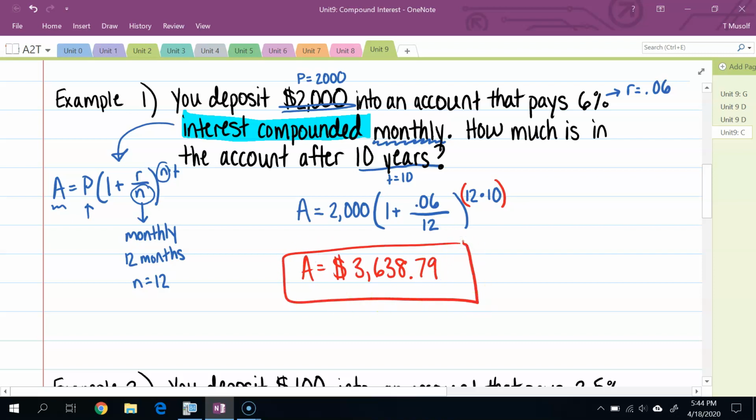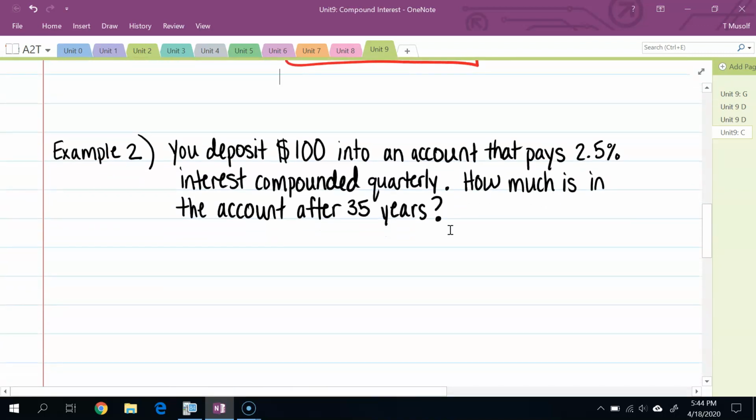All right, so the calculator really does a lot of the work with compound interest. That's why it's so handy to have one. But you do have to make sure you can identify each value to type in. Okay, so let's try one more to make sure. Example 2, you deposit $100 into an account that pays 2.5% interest, compounded quarterly. How much is in the account after 35 years? So again, I see interest compounded, and that's going to tell me that I need to use this new formula we've learned. All right, so I'm going to write it down again just so I can see it.